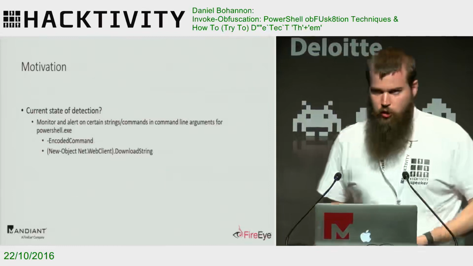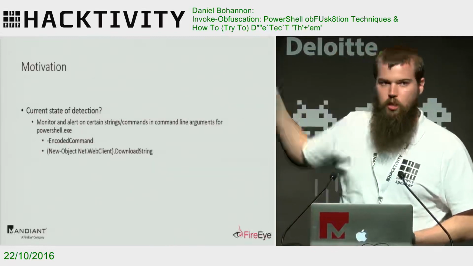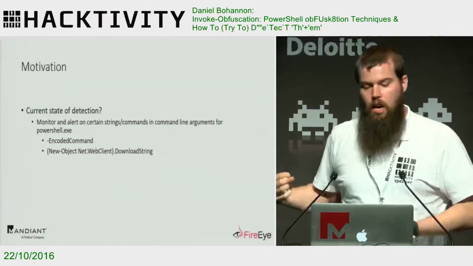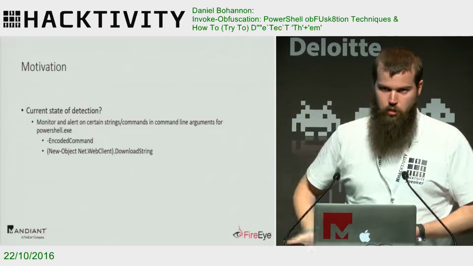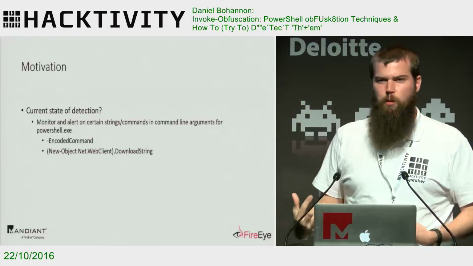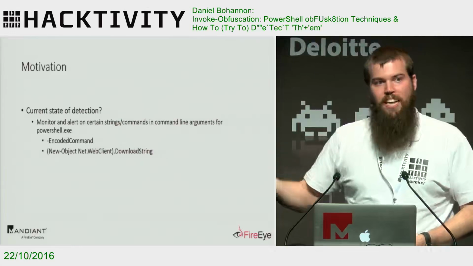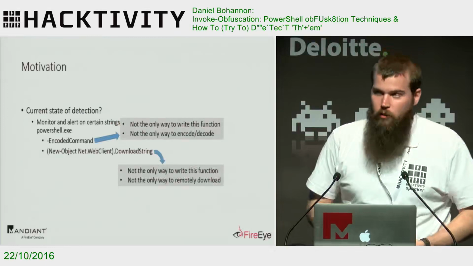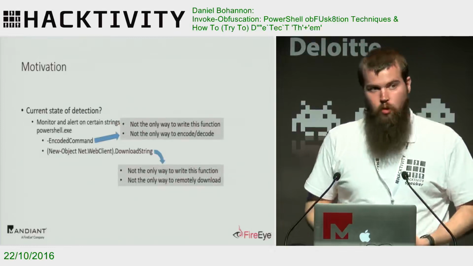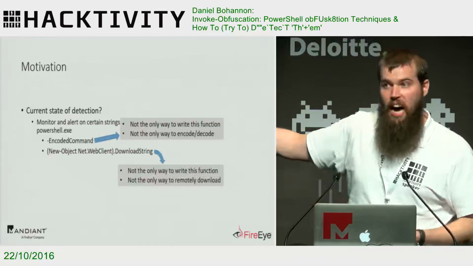So the current state of detection. The two biggest things that we see attackers using in PowerShell are encoded command, which is a base64 encoded command, and then New-Object Net.WebClient DownloadString, which is again the most common remote download syntax, which allows you to download a script in memory, execute it in memory, no file hits disk. However, for both of these, this is not the only way to write these functions, and it's also not the only way to perform the functionality behind that function.